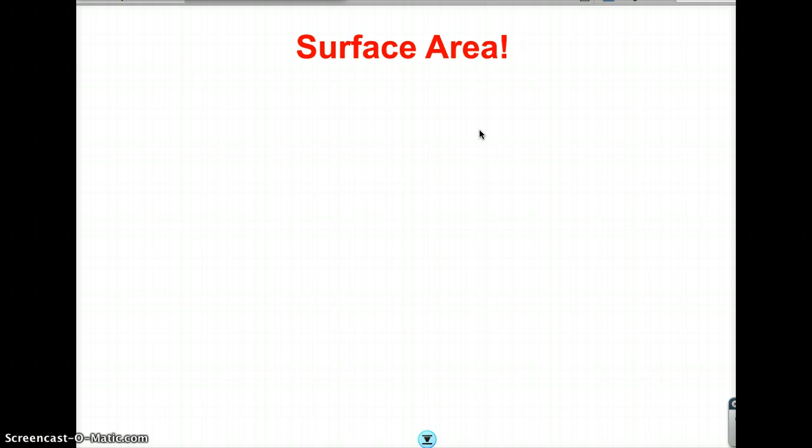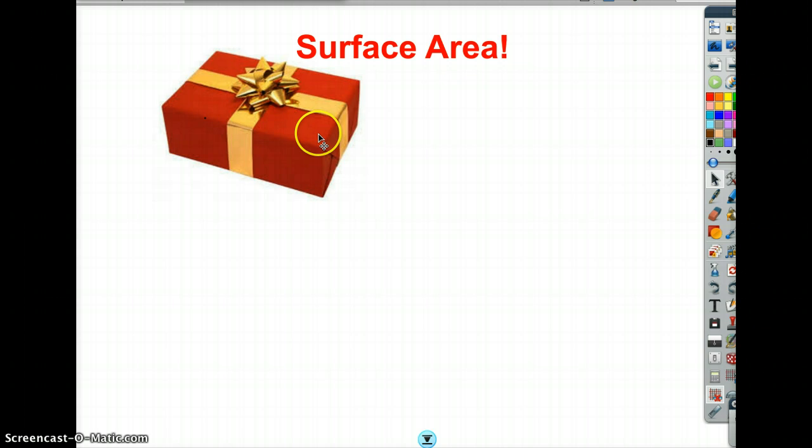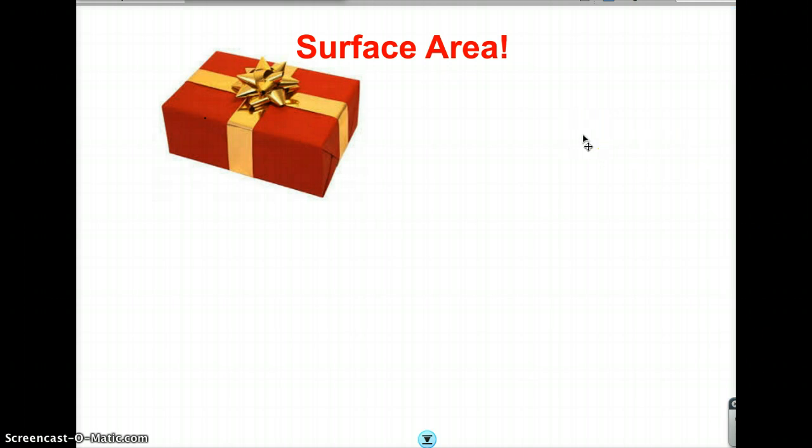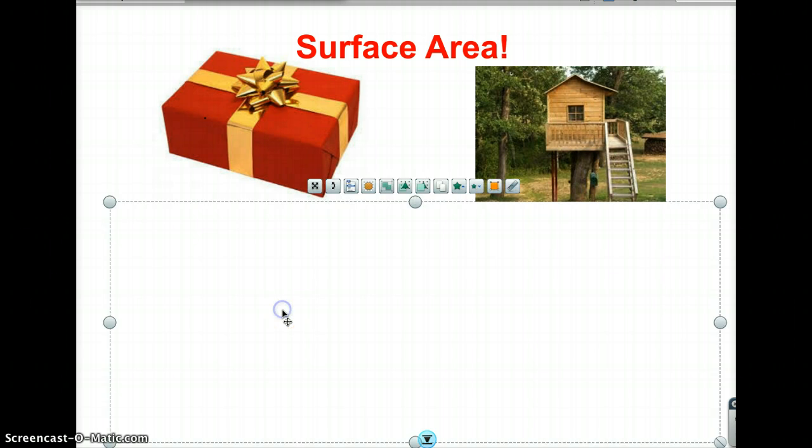So the first thing that you need to know is that surface area is something that you're going to be dealing with all through your life as a mathematician. It's not just something we do in 5th grade. You'll find it in high school and college and eventually in the professions that you go into. It can be used for anything really. If you had a gift that you wanted to give to your friend and wanted to wrap it, you'd need to know surface area to know how much wrapping paper you needed. If you were going to paint your tree house, let's say, you'd want to know how much paint to buy in order to cover all the surfaces.